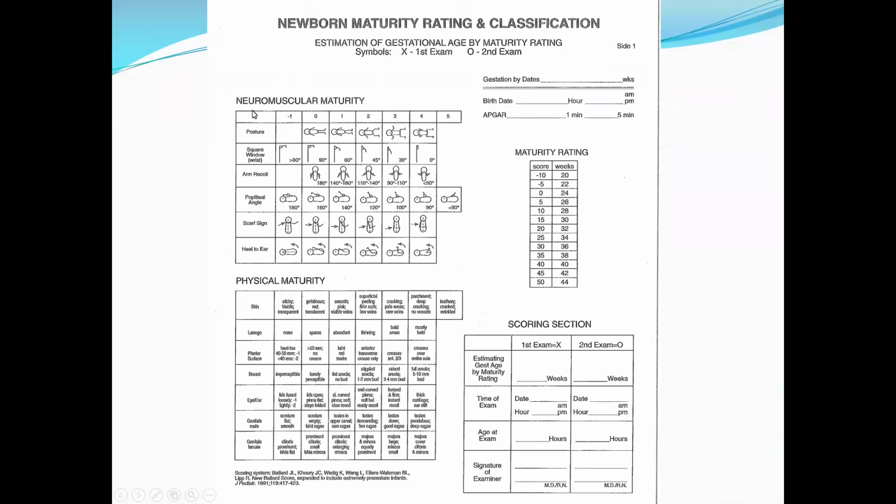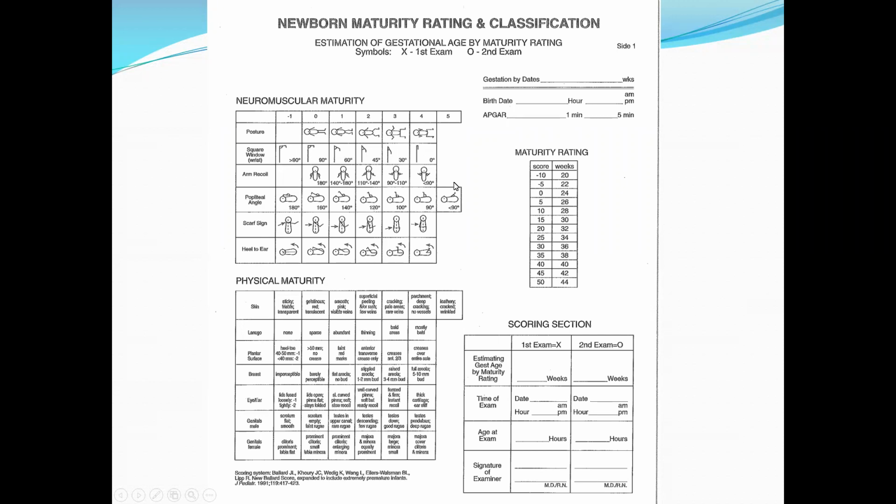So you see two big boxes. One at the top says neuromuscular maturity, and the one at the bottom says physical maturity. For the neuromuscular maturity, it looks at the baby's posture, and notice the more flexed their arms and legs, the more mature they are. Then they bend the fingers to the arm or bend the wrist to see what the angle is. And if the wrist can bend all the way and touch the arm, that's a good sign of neuromuscular maturity.